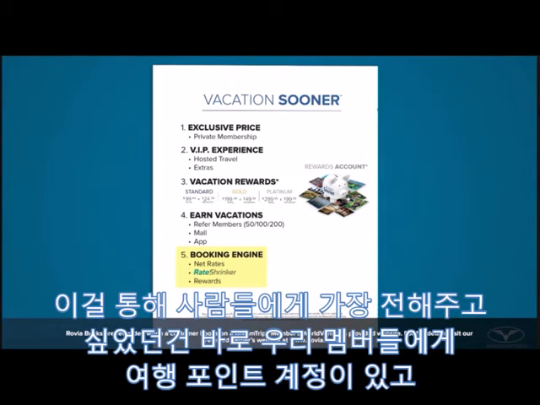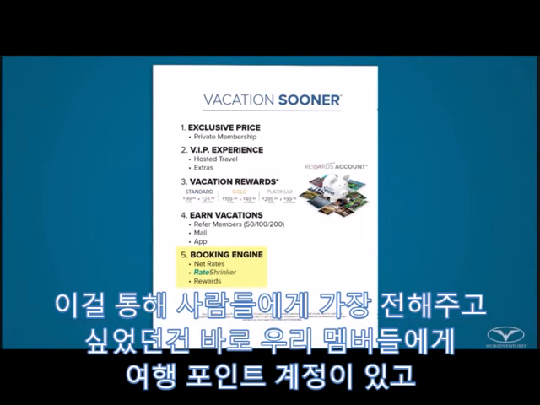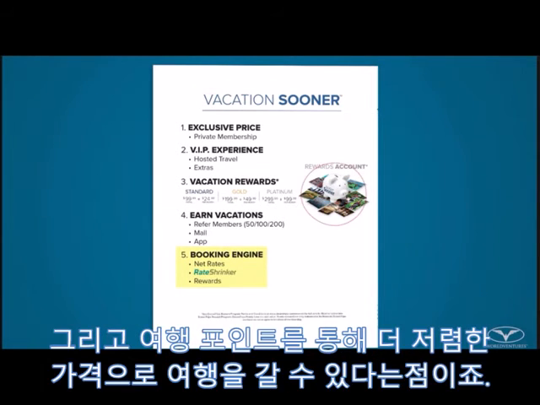I think the point on this is just to help people understand that we've got this rewards account. That rewards account not only can get you a great deal on a vacation, but it can lower the price dramatically on things that you would normally do anyways in life.